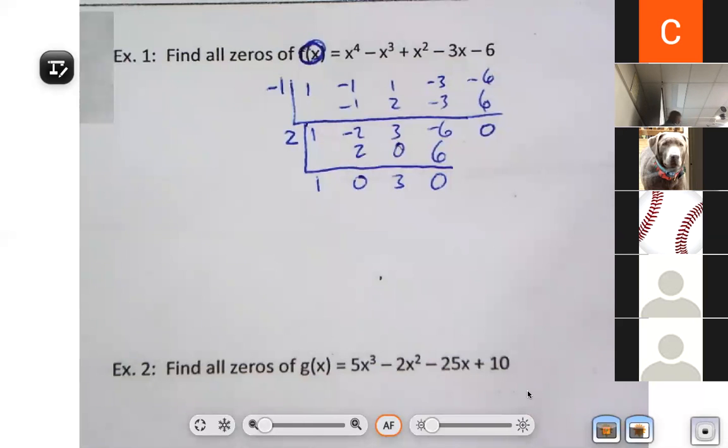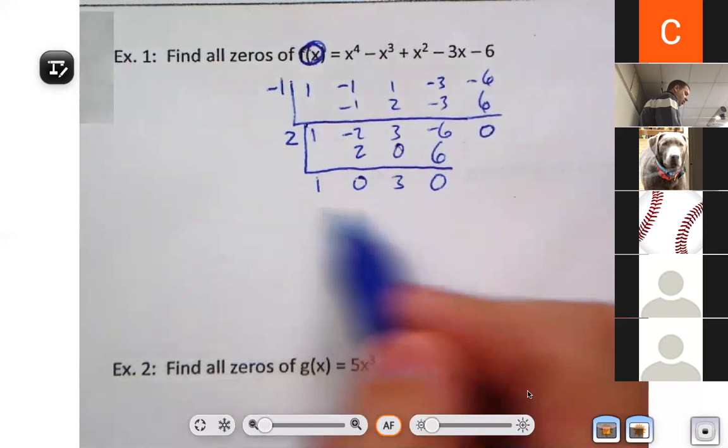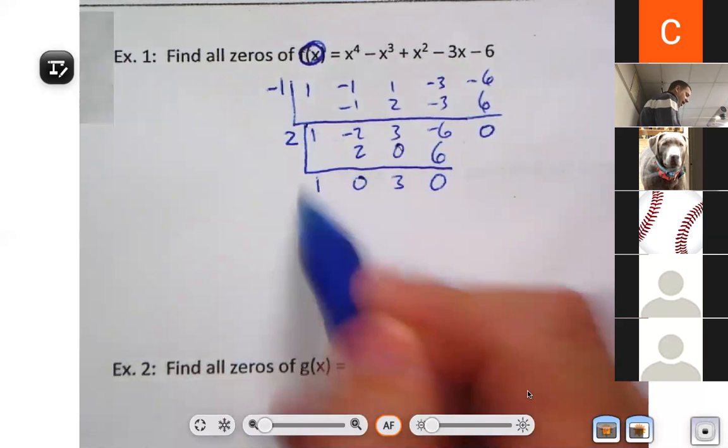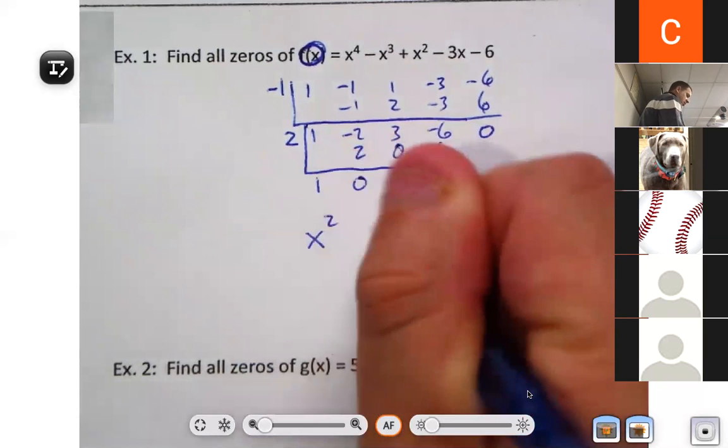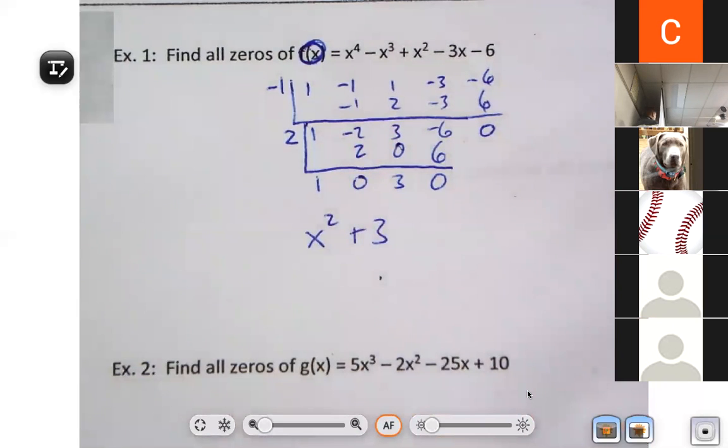All right, so this problem initially said, find all the zeros. I found 2 of them. -1 is an answer, 2 is an answer. But what happens now is I'm left with a quadratic. These are the coefficients of a new quadratic equation. So there's no x term. It's x squared plus 3. And the way I get the other 2 answers is I solve this quadratic equation.